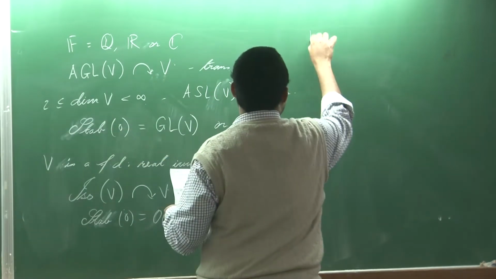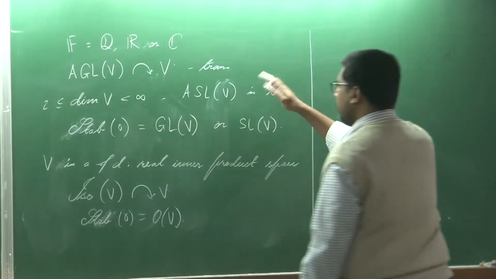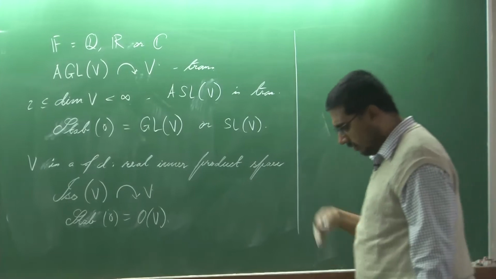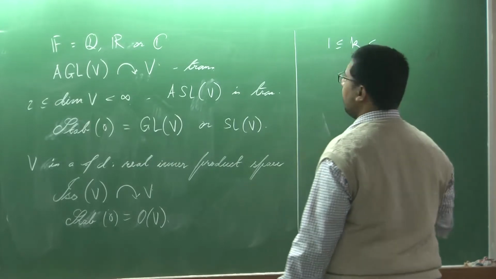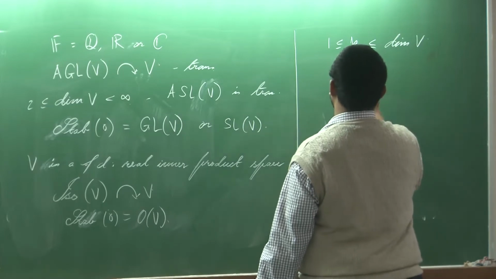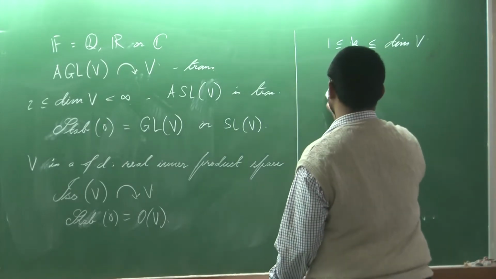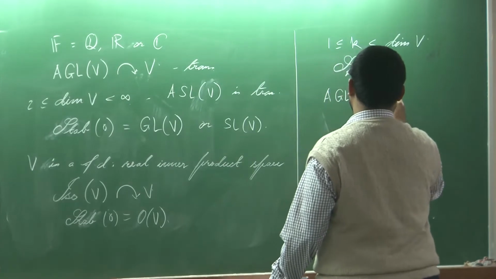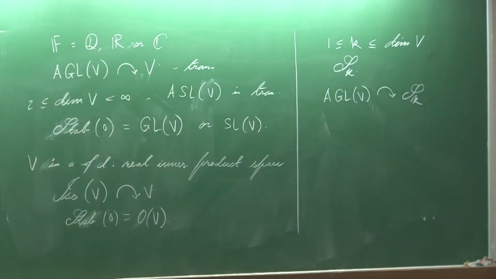And this affine general linear, affine special linear group also acts on the collection of affine subspaces. Let's take everything finite dimensional, and let Sk be the collection of all affine subspaces of dimension k. Therefore, this AGLV acts on Sk as well. Okay. So what about this action? It's easy to see that this action is transitive.